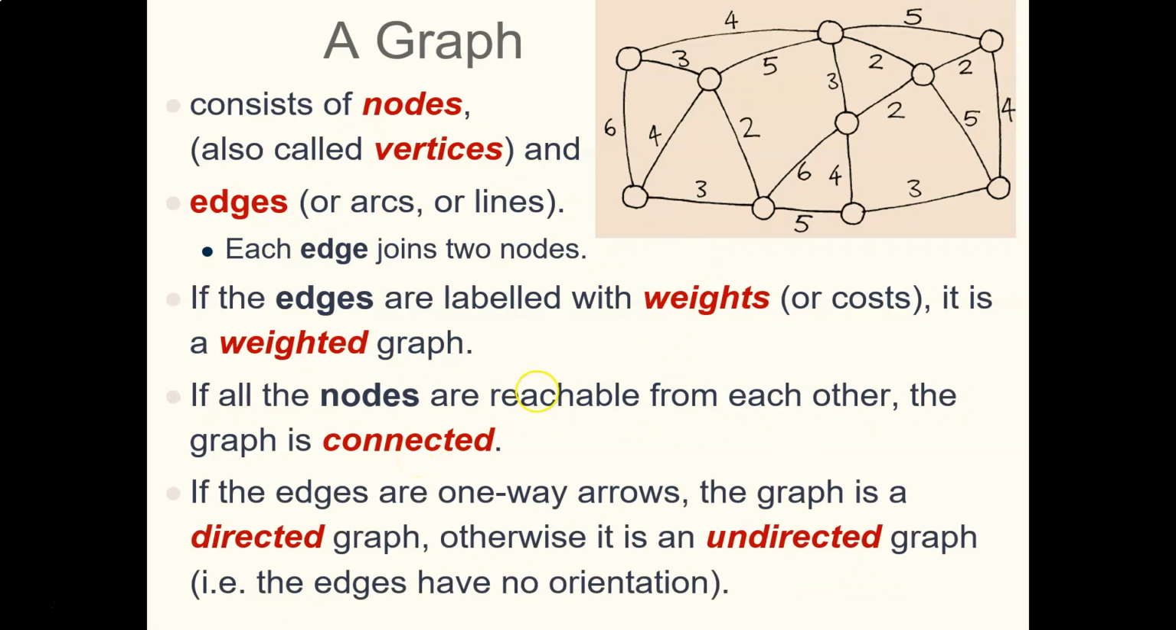If the edges are one-way arrows, the graph is called a directed graph. So if there was an arrow pointing in one direction, then it means a directed graph. But otherwise, it's called an undirected graph. In our case, we have an undirected graph. The edges have no orientation, which means you can come from this node to this one, or the other way.